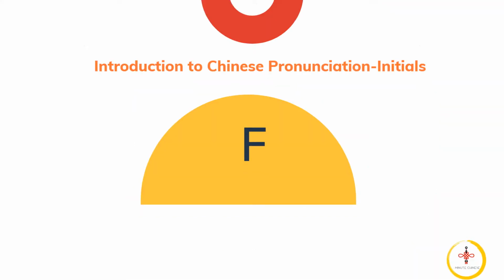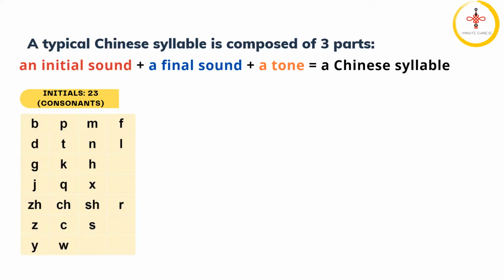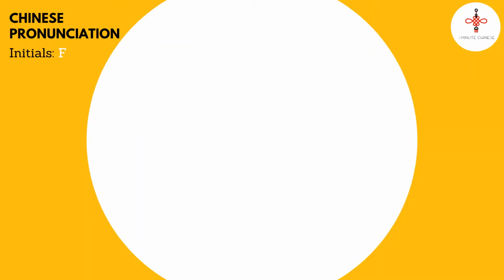In this lesson, we will talk about the introduction to Chinese pronunciation, the initial F. What's the initial sound? It's the consonant. There are 23 Chinese consonants in the Hanyu Pinyin system. Make sure you watch our previous videos so you will have a better understanding of the Chinese syllable.